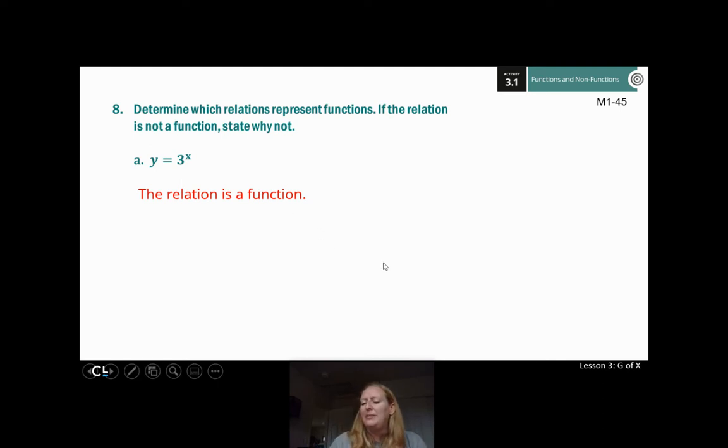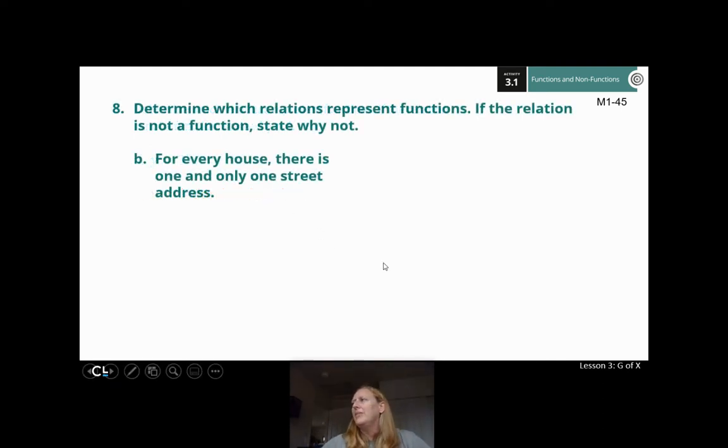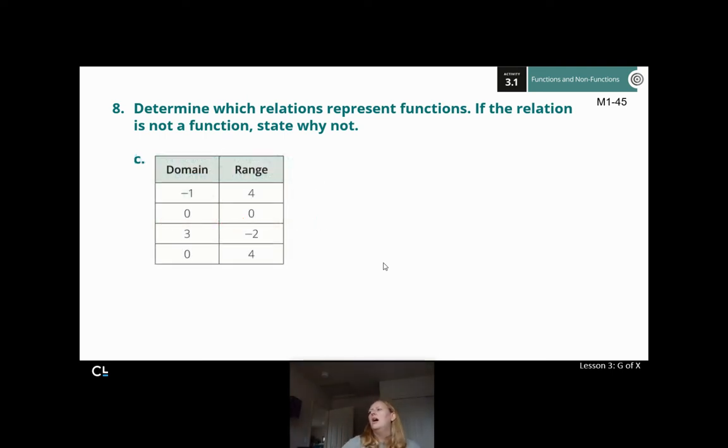All right, what about part B? For every house, there is one and only one street address. Is that a function? Yeah, I'm going to say it is. This relation is a function because your home only has one address. If your home had more than one address, I'm afraid the postman would be very confused. Your Amazon packages would never find their way to you. Just saying.